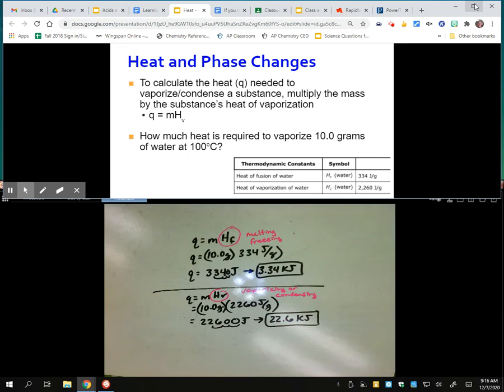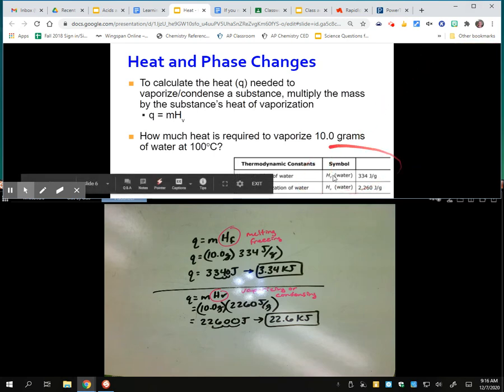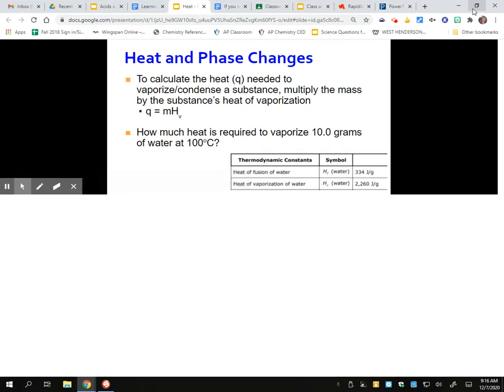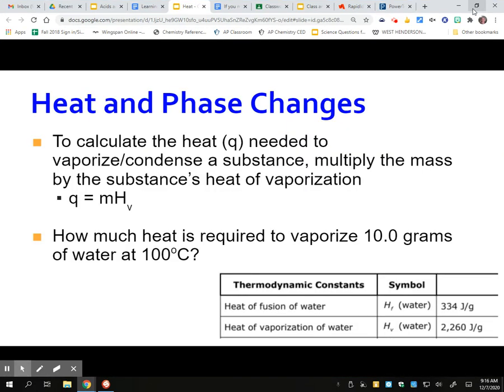And the equations are given to you on your reference tables, and so are these constants right here for water. Okay, so that's going through a phase change. But what if we're at one of those points where we're having a temperature change? How can we calculate the heat involved in raising the temperature a certain amount?